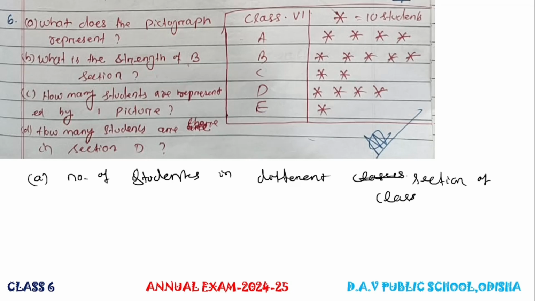For B, what is the strength of section B? So 1 is 10. So 1, 2, 3, 4, 5. 5 tens are 50. So B's strength is 50 students. How many students are represented by one picture? One picture means 10 students. So option C, the answer is 10. How many students are there in section D? Section D, 1, 2, 3, 4 means 4 tens are 40. So the strength of section D is 40 students. Clear?